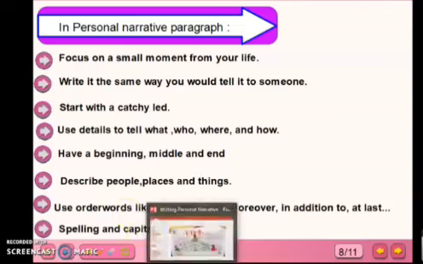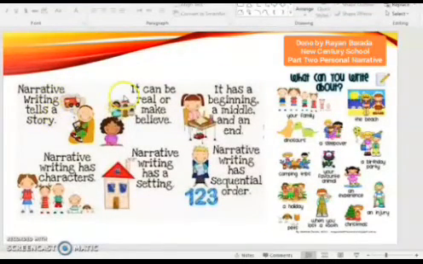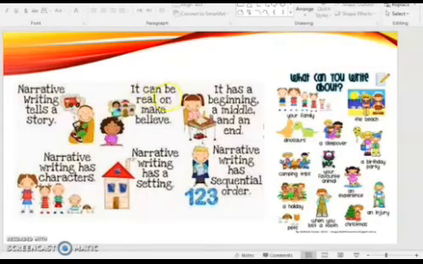So, okay, I want just to show you this as a summary. Narrative writing tells a story about yourself or about something that happened with you. It can be real or make-believe. It has a beginning, a middle, and an end. Narrative writing has characters, and here the character is yourself, is you, so you use the pronoun I. The narrative writing has a setting, which is a place and time. The narrative writing has sequential order. As we said before, when you are going to talk about the events that happened with you, they should be in the correct time order, using the order words or the transitions: first, then, next, moreover, in addition to, finally.